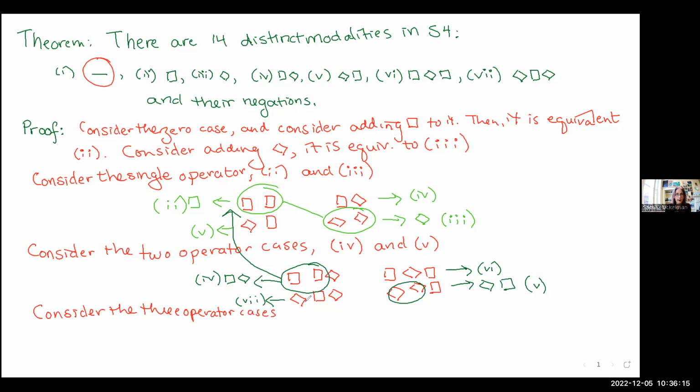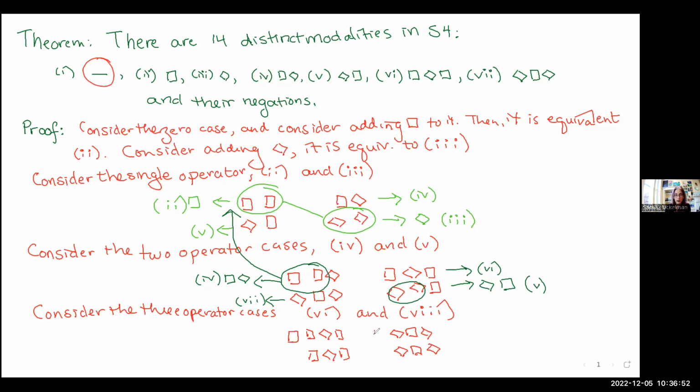So the 3 operator cases are 6 and 7. So box, diamond, box, and diamond, box, diamond. Now we don't have to consider any of the other strings of 3 operators, because we already know by what we've just seen in the 2 operator case that this will reduce back down to one of the 2 operator ones. So these are the 3 operator cases we need to consider.